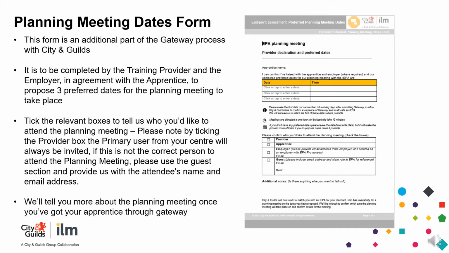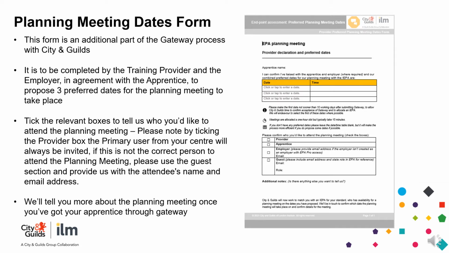Planning Meeting Dates Form. This form is an additional part of the Gateway process with City and Guilds. It is to be completed by the training provider and the employer in agreement with the apprentice to propose 3 preferred dates for the planning meeting to take place. Tick the relevant boxes to tell us who you'd like to attend the planning meeting.